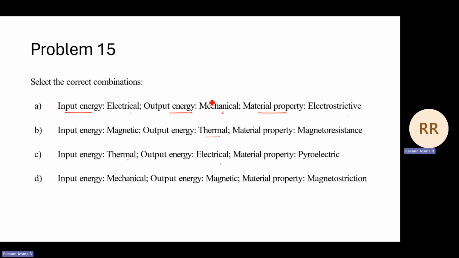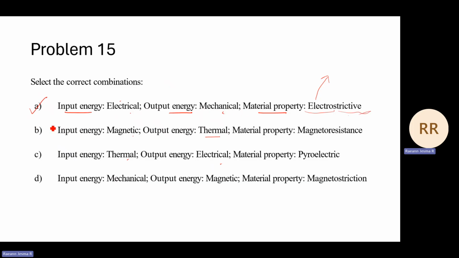So first, what is electrostriction? Electrostriction is a process by which, when we apply some sort of electric field to a material, it will cause some sort of mechanical deformation of the material. So option A is the correct answer, where we are giving electrical input and getting some mechanical output.